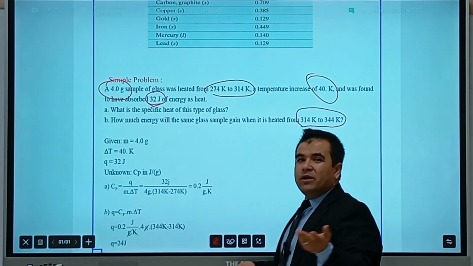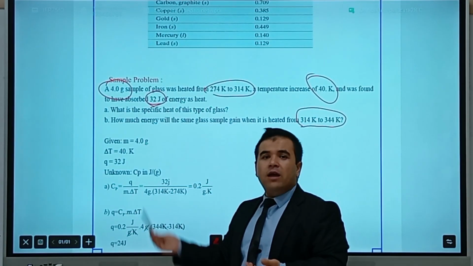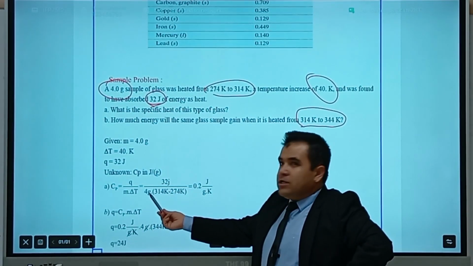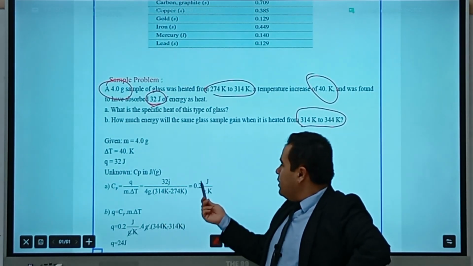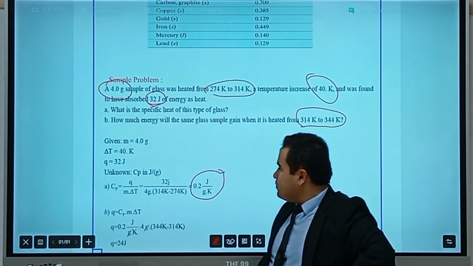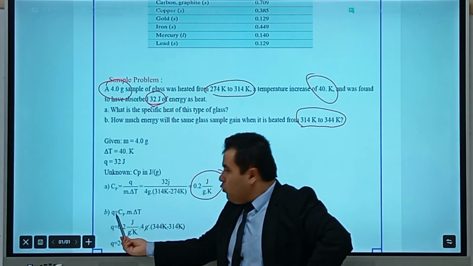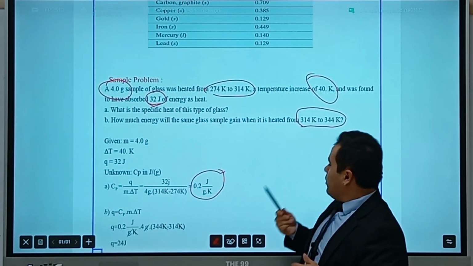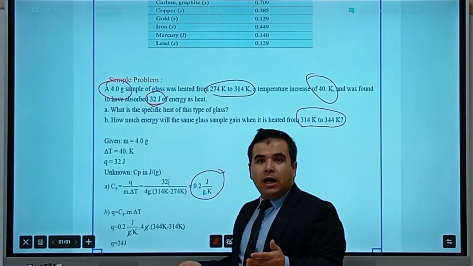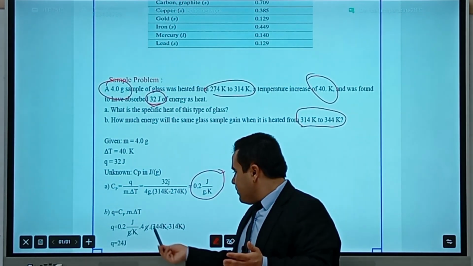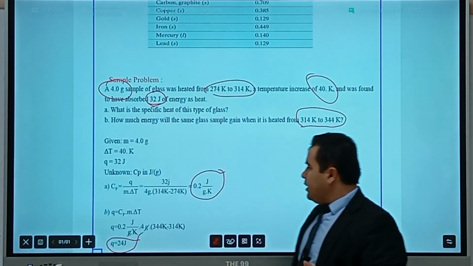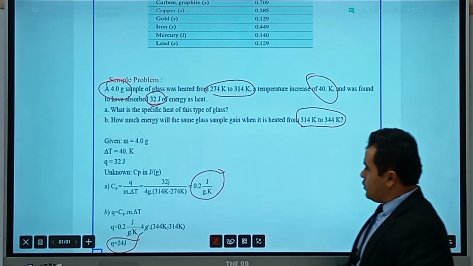Simply, guys, Cp is equal to Q over m delta T. The Q is 32 joules, the mass is 4 grams, delta T is 40. You get 0.2 joule per gram Kelvin. Part B: Q is equal to Cp multiplied by m delta T. M is 4 grams, delta T is this, so the Q will be 24 joules.